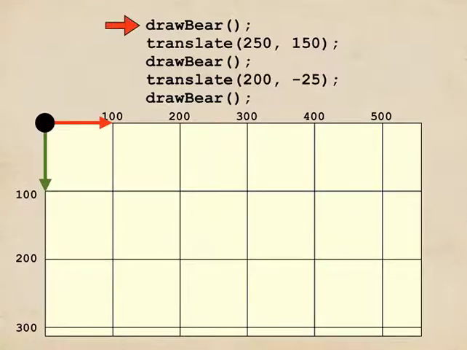The first line is easy. It tells us just draw the bear. So okay, we'll just draw the bear. And I'll assume it's located in this position at this size when drawn with respect to the default coordinate system.